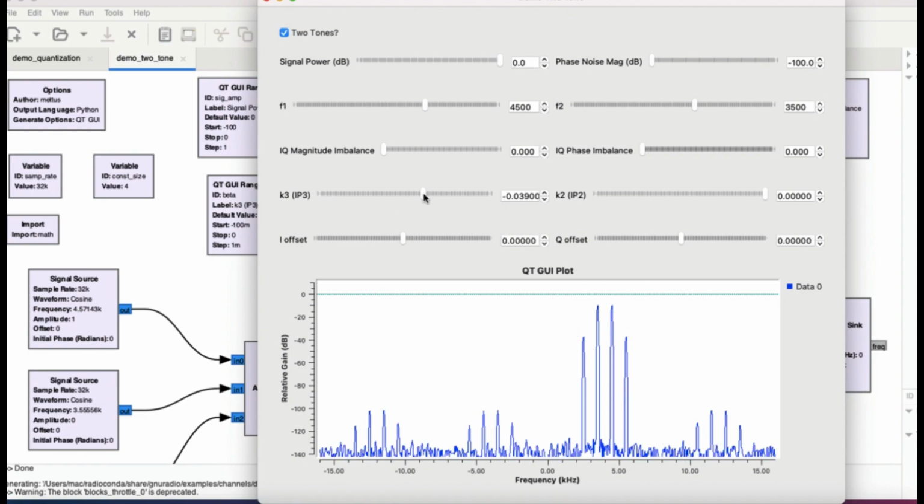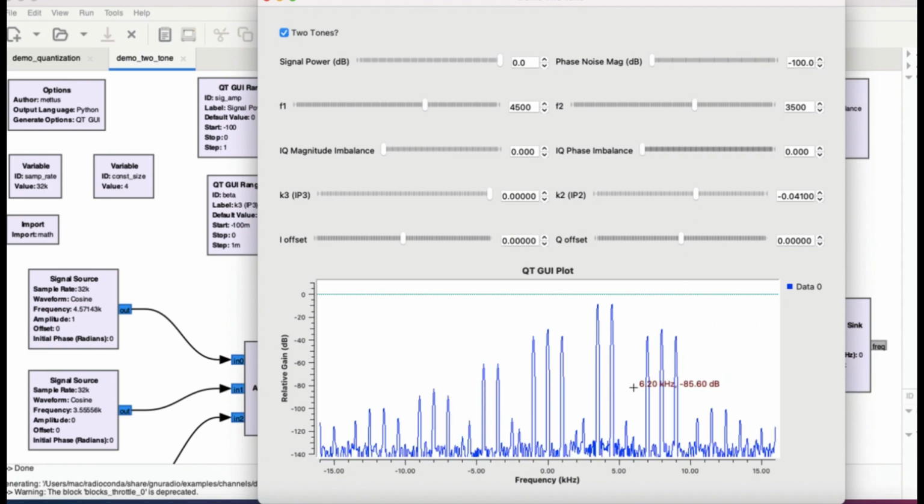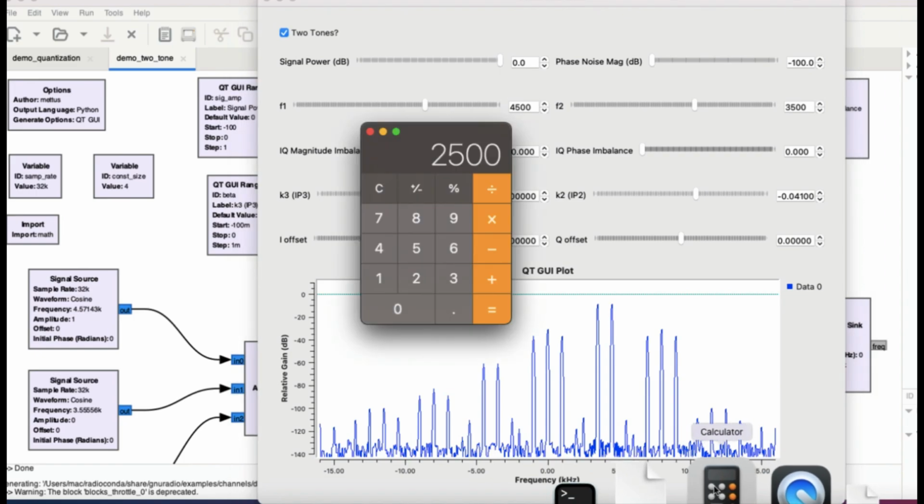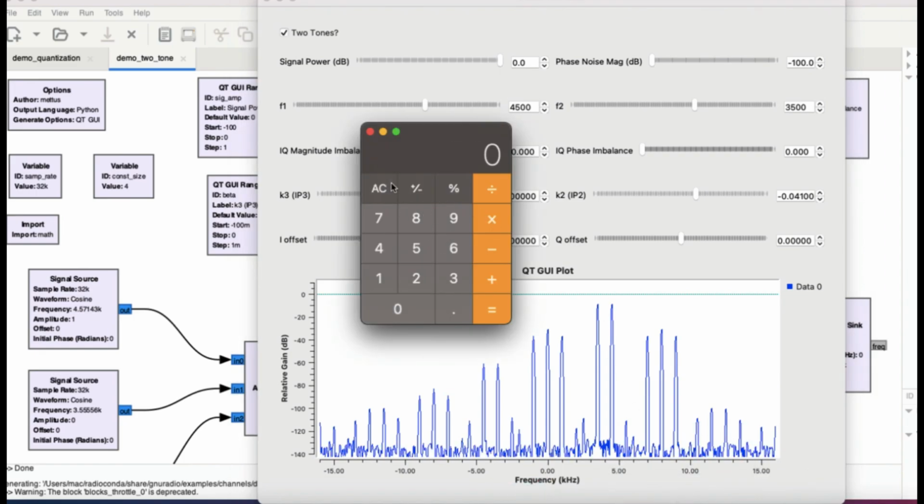Now let's leave this, change this to 0. Let's have everything perfect. Now let's start introducing IP2s. So let me change this value to something else, and you will start seeing these components. These components are going to be f1 plus f2. So f1 plus f2 is going to be 4500 plus 3500. Let's do this calculation: 3500 plus 4500. You will see a component at 8 kilohertz.